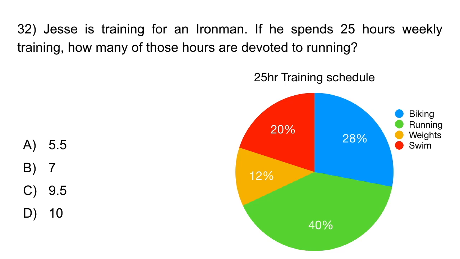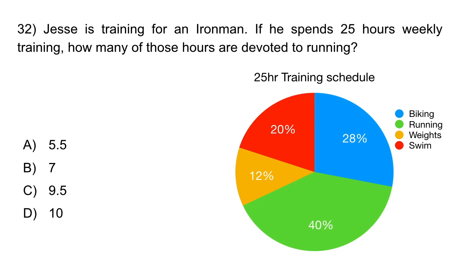All right, so question 32 involves a pie graph. So you have to be able to take some information from the pie graph to answer it. It says Jesse's training for an Ironman. If he spends 25 hours weekly training, how many of those hours are devoted to running?